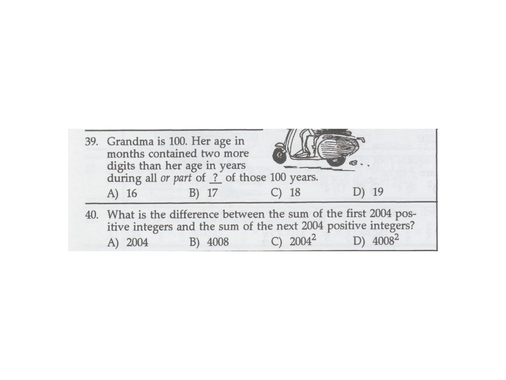Grandma's 100. Her age in months contains 2 more digits than her age in years during all or part of what of those 100 years? Okay, so this is a very long experimental question. I'll give you an idea. When she's 8, for example, her age in months is 8 times 12, right? 96. Now, 96 is not 2 digits more than 8. It's only 1 digit more. But after 5 months, when she's, for example, 8 years and 5 months, this becomes 101 months. So this number is 2 digits more.